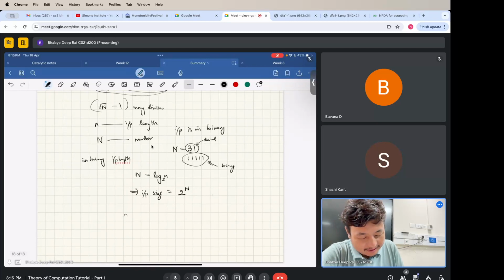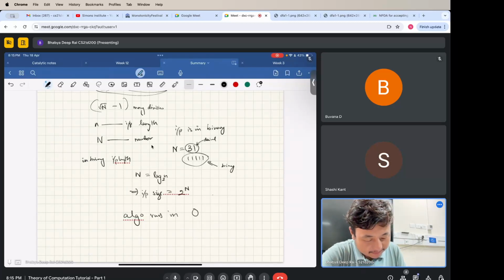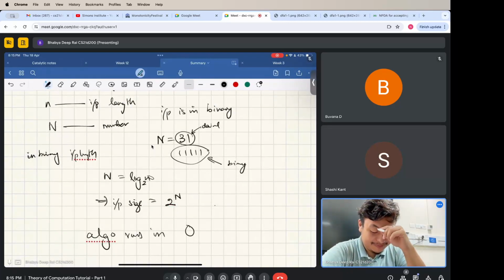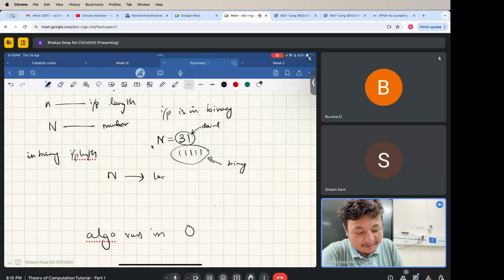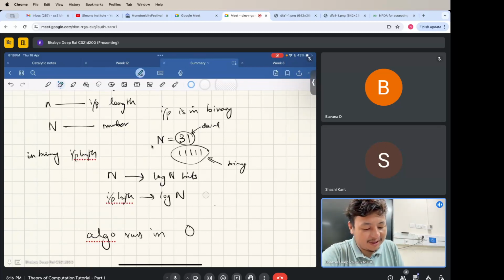What does it mean? Oh no, I made a mistake once again. Wait, given a number N, to represent it, I need log N bits. So the input length is log N, which means small n is equal to log N, which means capital N is equal to 2 to the power n. Yeah, okay.